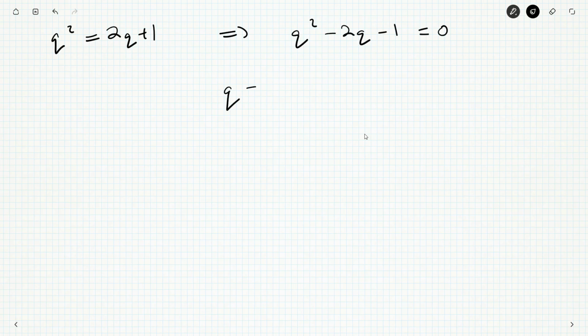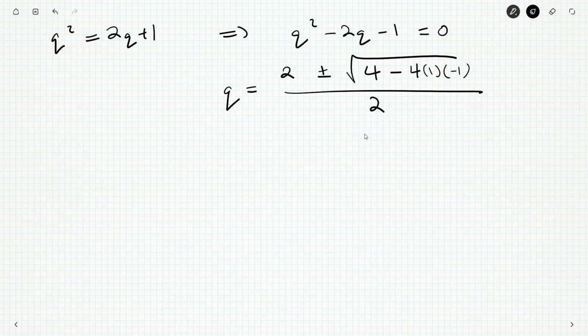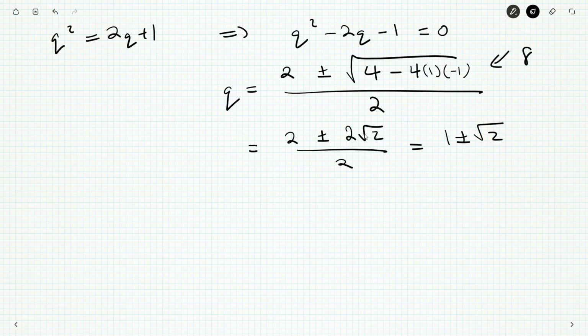So we'll use the quadratic formula. Negative b plus or minus square root of b squared minus 4ac all over 2a. So we'll get an 8 in here. So 2 plus or minus square root of 8, which is 2 root 2, all over 2. We're looking at 1 plus or minus root 2.